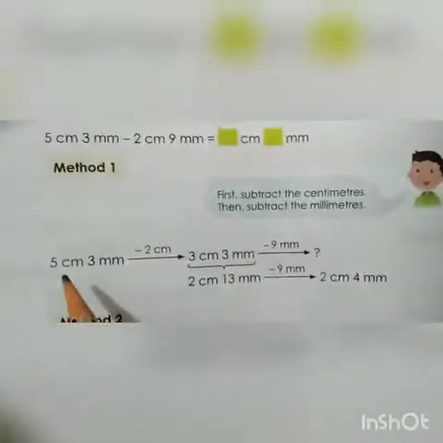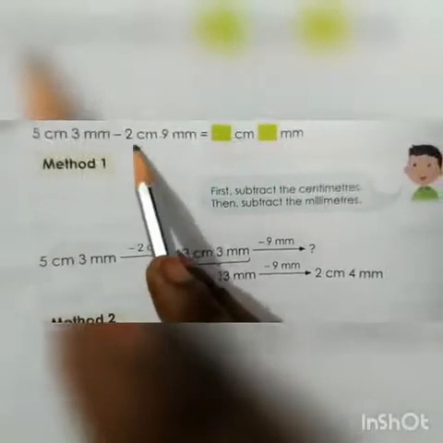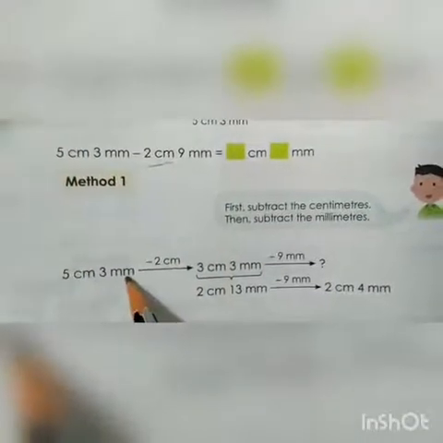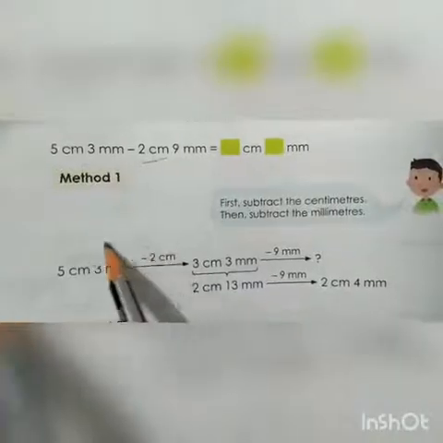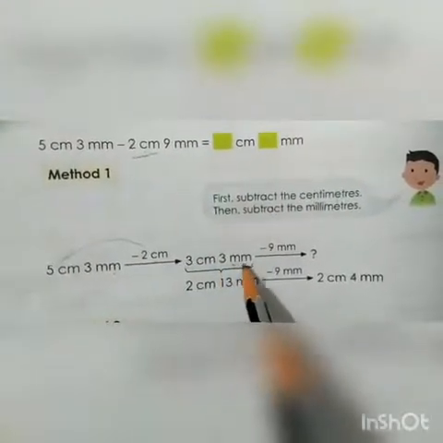First method, we have to subtract 2 centimeter value from 5 centimeter as first step. So 5 centimeter 3 millimeter minus 2 centimeter. So we have to subtract centimeter values first. 5 minus 2 is 3. So we got 3 centimeter 3 millimeter.